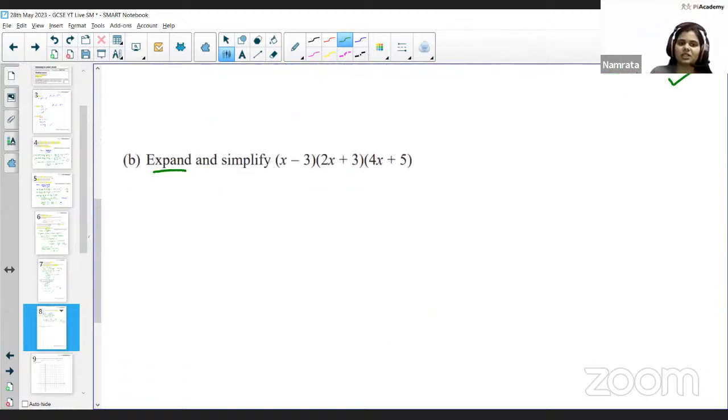We need to expand and simplify this expression. Take your time. Very good, Rohan. Harini, I would request you to please verify your answer.